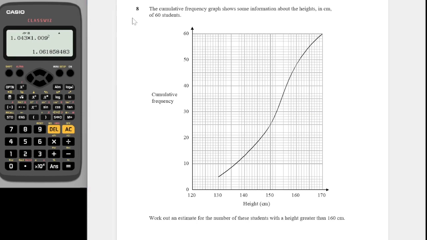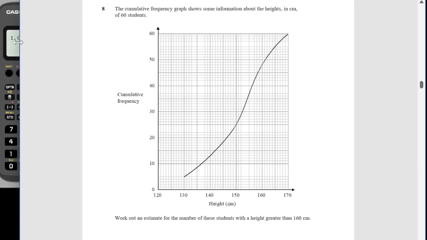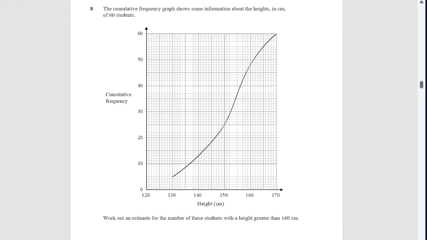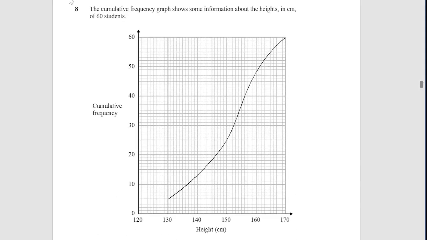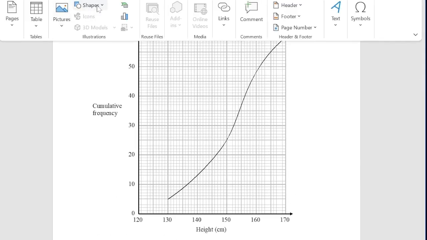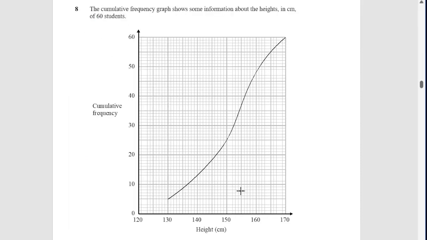Okay, question 8. Cumulative frequency graph shows some information about heights in centimeters. So of 60 students, write down an estimate for the number of students with a height greater than 160. So for this, I'm going to take a ruler. I'm going to go from 160, I'm going to go up to my graph, and from there I'm going to do the same. I'm going to move the graph across.